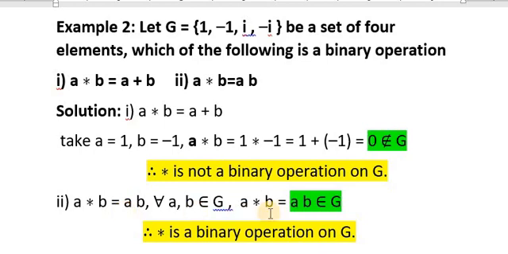In the second problem, a star b is equal to ab. So a star b means it is the product ab. So always the product of any two of these numbers, either 1, -1, i or -i, the product is belonging to the set G. Therefore, star is a binary operation.